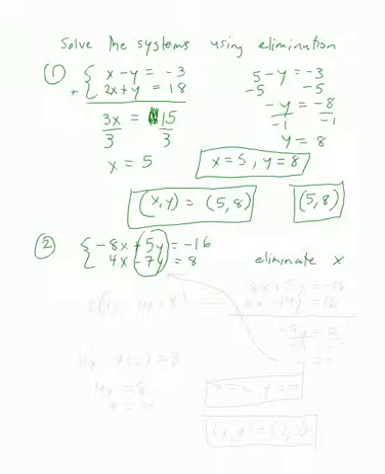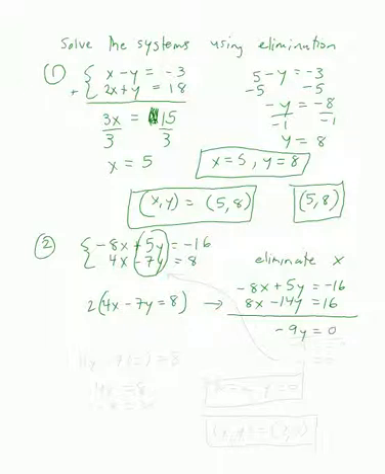So I'm going to multiply the bottom equation by 2. I end up with 8x minus 14y equals 16. Make sure that you multiply every term. I'm going to go ahead and write down equation 1 up here. Now I add my two equations together. The x's go away. I end up with negative 9y equals 0. Divide both sides by negative 9. I end up with y equals 0.